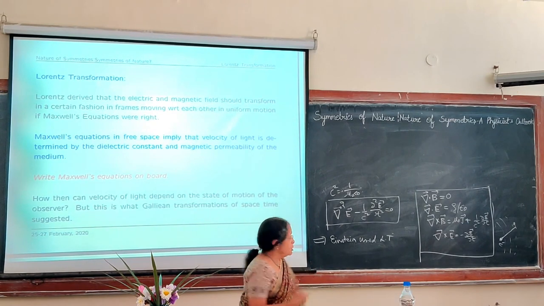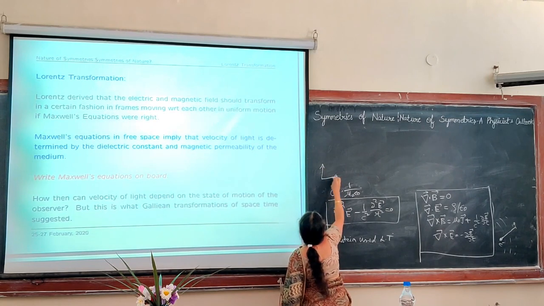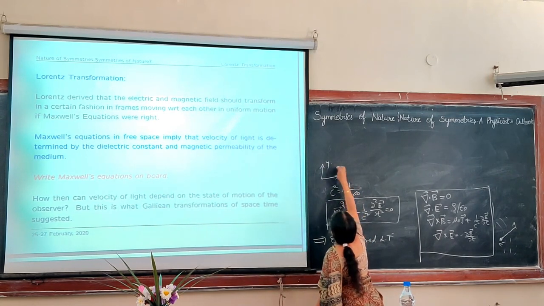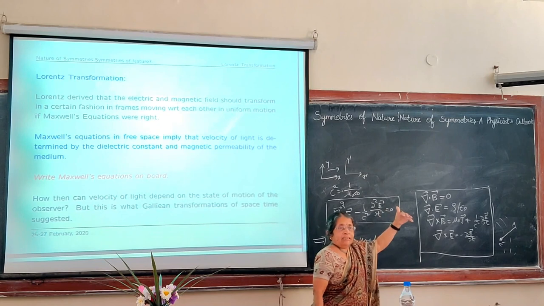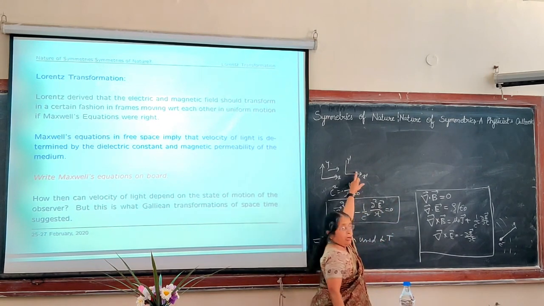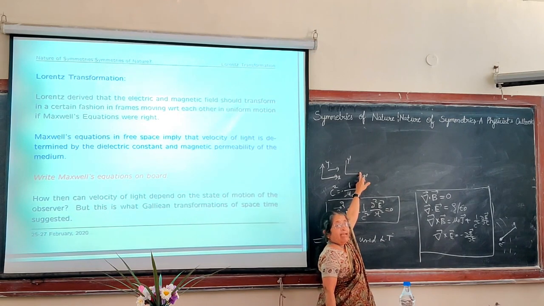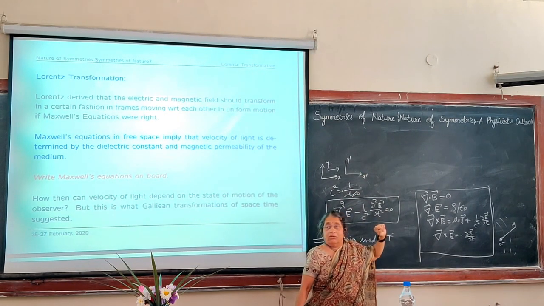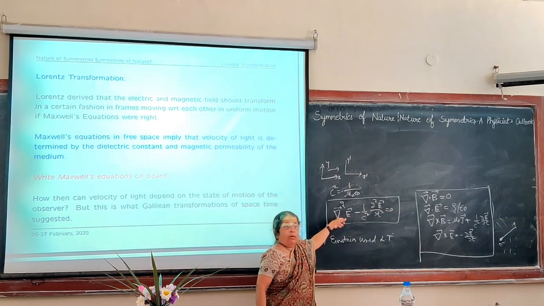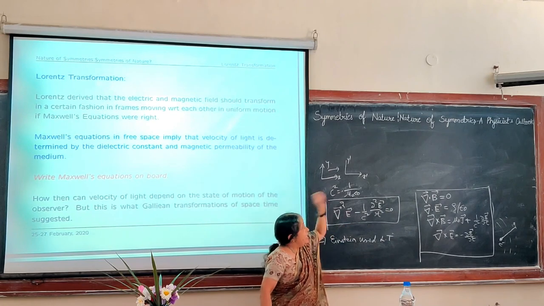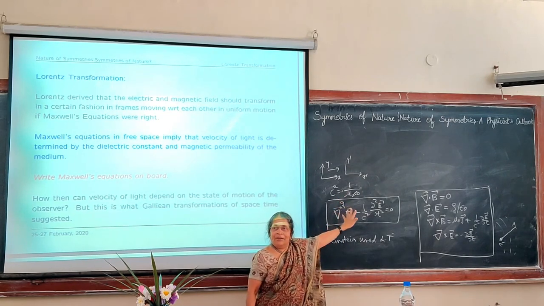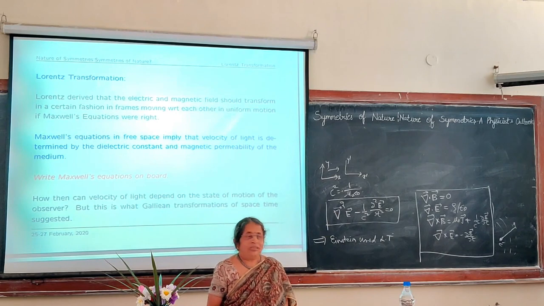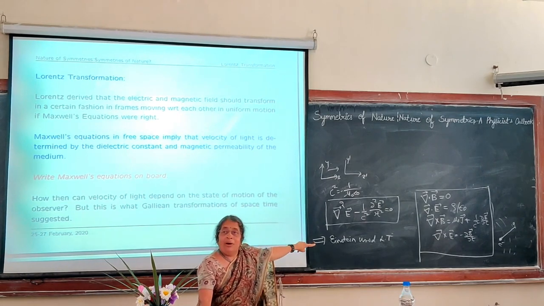Because what was the Galilean transformation? If you had one coordinate frame, and another coordinate frame moving with a velocity v along the x-axis, then the Galilean transformation told you that the coordinate of point P would be x prime equals x minus vt. If I had applied that, this would be wrong. So Maxwell's equations as they stood were inconsistent with Galilean transformations. They were consistent if I allowed space and time to be related by Lorentz transformation. So now you see that the Lorentz transformation is a symmetry of Maxwell's equations.